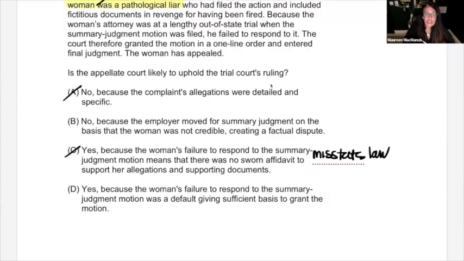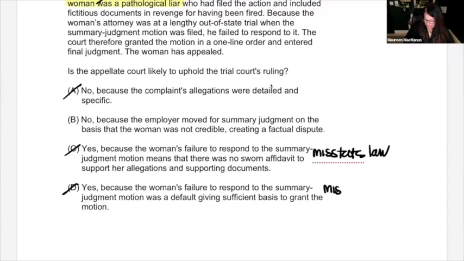D, yes, because the woman's failure to respond to the summary judgment motion was a default, giving sufficient basis to grant the motion. And again, this isn't true. So it misstates the law, because responding is not necessary.